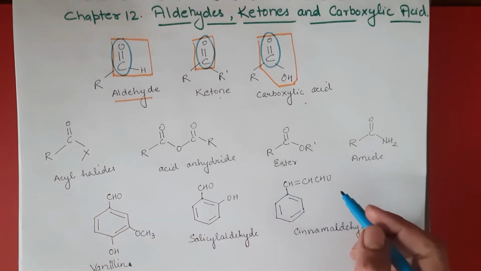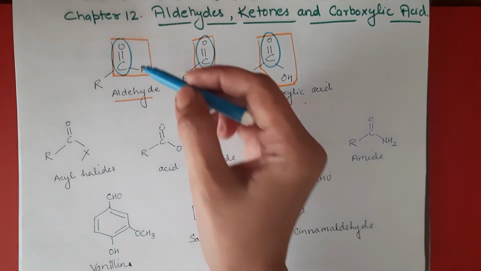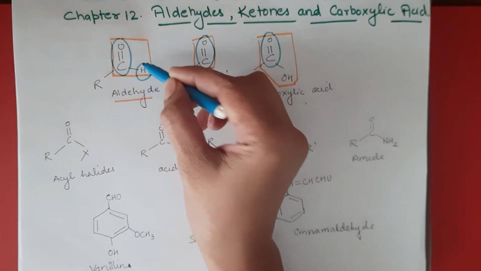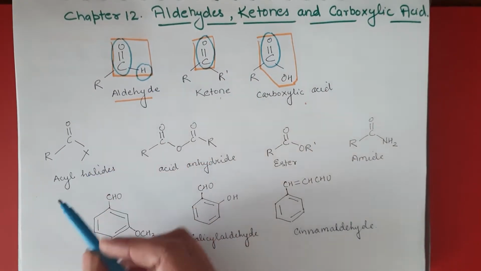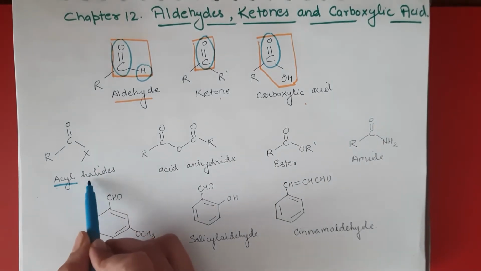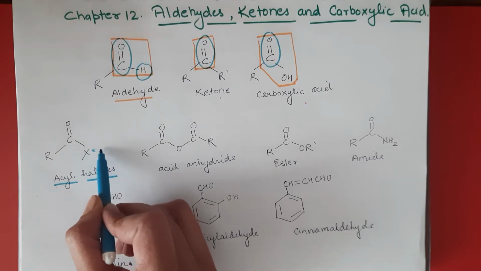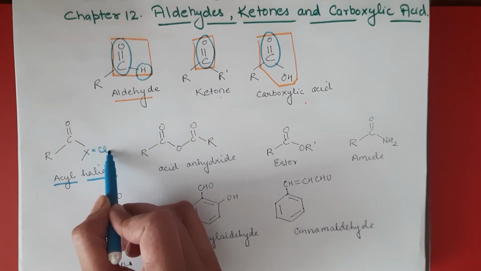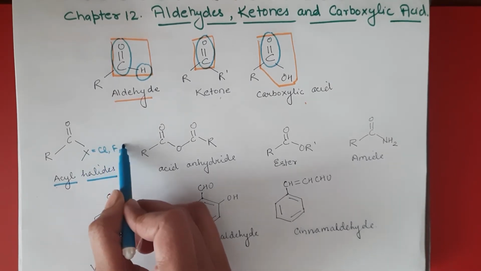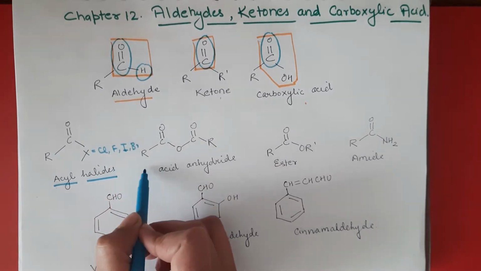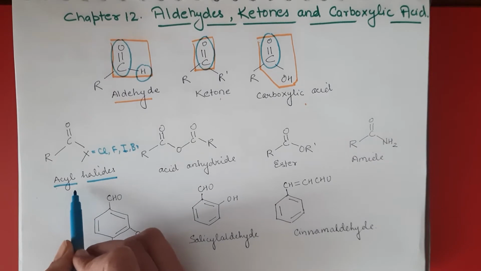Here some other examples are also given. If we replace this H by X, we call it acyl halides. X means it can be Cl, F, I or Br. It means halogen group. So it becomes acyl halide.